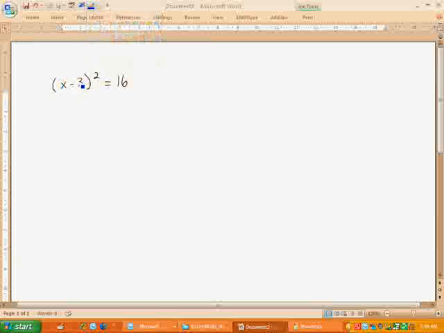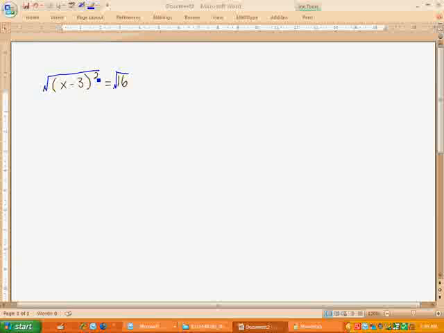So what I want to do here is get rid of that squared term. How do I get rid of something that's squared? Do the opposite, right? And the opposite is take the square root. So I take the square root of both sides. Anytime you do anything, you have to do it to both sides of an equation. So here I'm going to square root both sides.